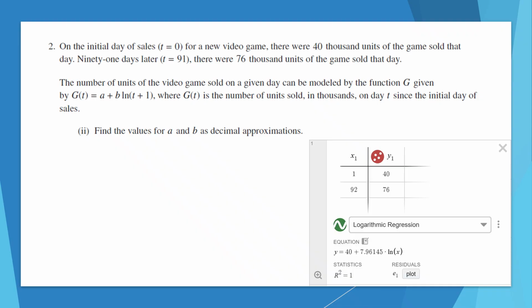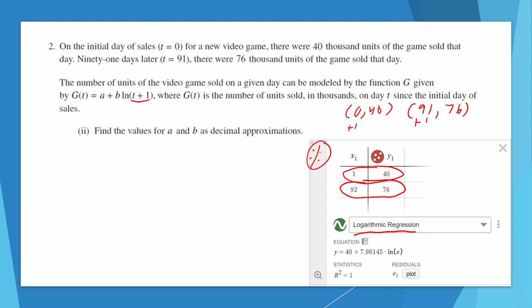And it's pretty easy. What we're going to do is take those two coordinates, 0, 40, and then 91, 76. And because you see a t plus 1 there, we're going to add 1 to our x coordinates to get 1, 40 and 92, 76 there. Once we have our 2 points plugged into a table, you click this little icon right there in the top left corner, that will add a regression line, and then we're going to do a logarithmic regression here.